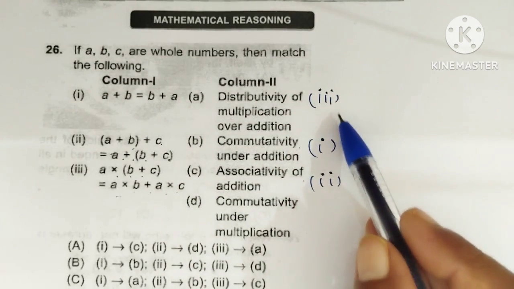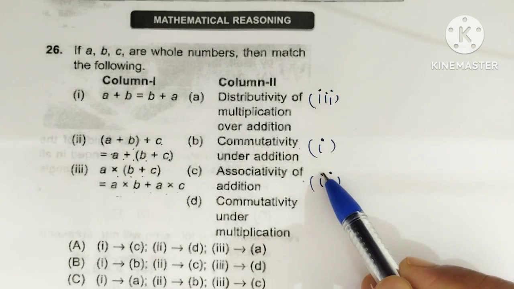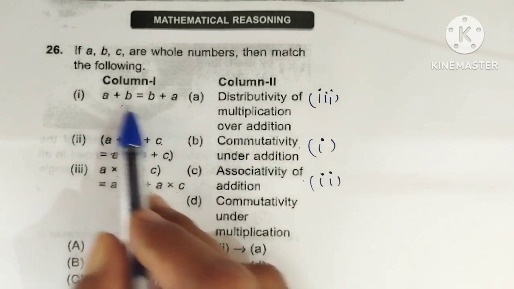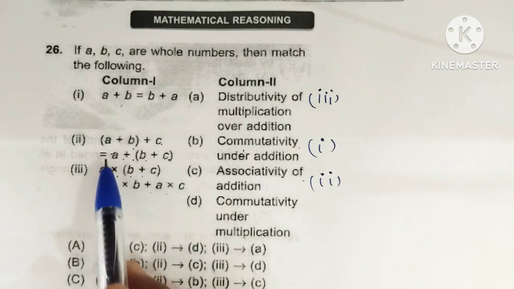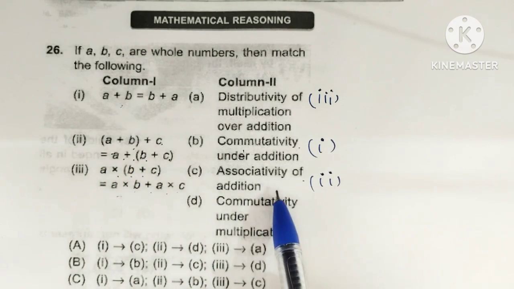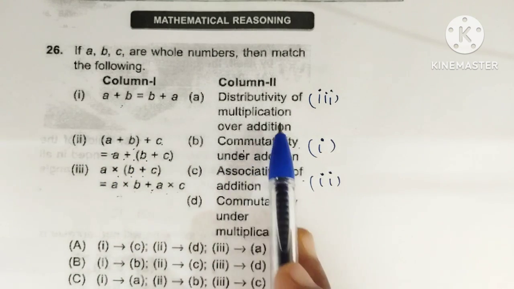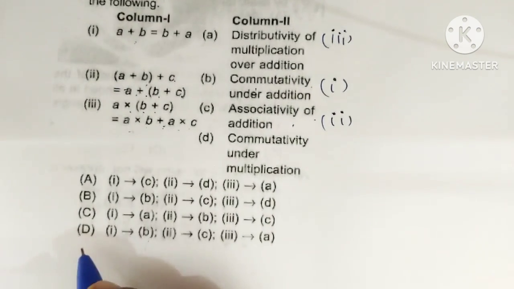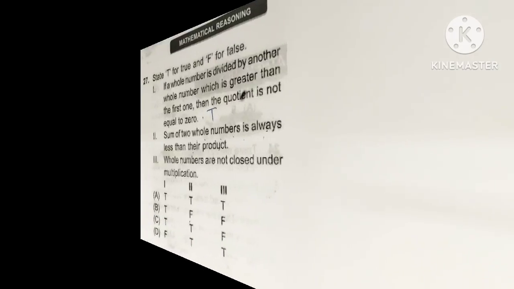So 3. So 1 goes to B and 2 goes to C and 3 goes to A. Option D is the correct one.